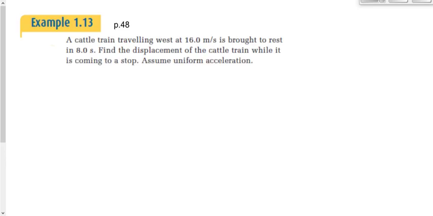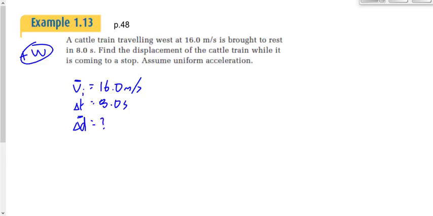Cattle train traveling west at 16 is brought to rest in 8 seconds. Find the displacement of the cattle train while it's coming to a stop, extremely uniform acceleration. This is group B because it involves acceleration. We're slowing down this time, not speeding up, but that's okay. You know what I think I want to do for the first time? Define west as positive. Can I do that? Sure, usually I define east as positive, but since everything's moving to the west, let's just deal with positive numbers here. Everything positive is going to be to the west. That means I've got a VI of 16 meters per second, positive, because I've made west positive. My time is 8 seconds. Looking for displacement.